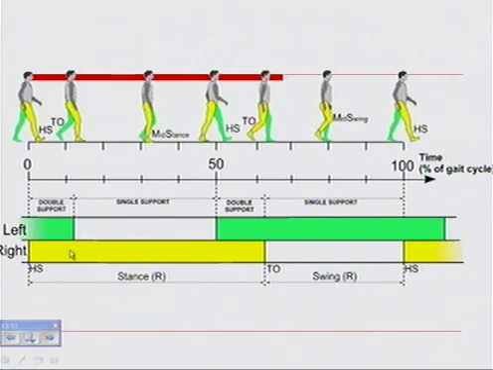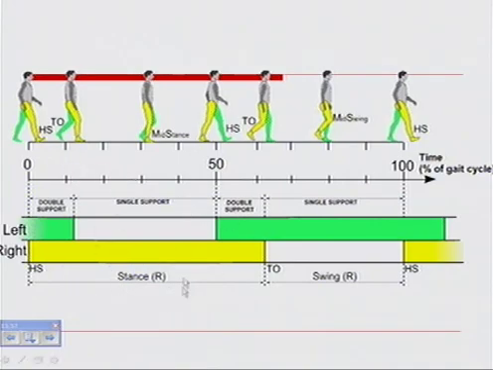And when you're just standing on one leg, we call that single limb support. So if you're just standing on one leg in this time period right here, that's single limb support. If you're standing on both legs during the gait cycle, that's double limb support. So each leg has a period of single limb support, double limb support, and a swing phase.